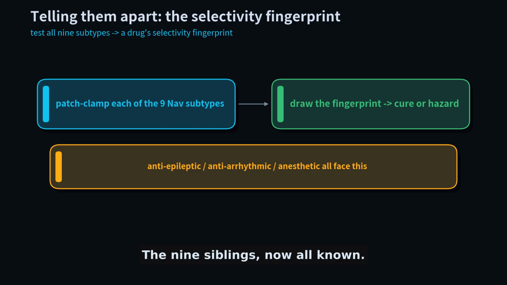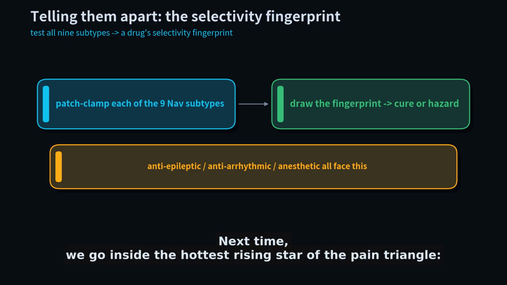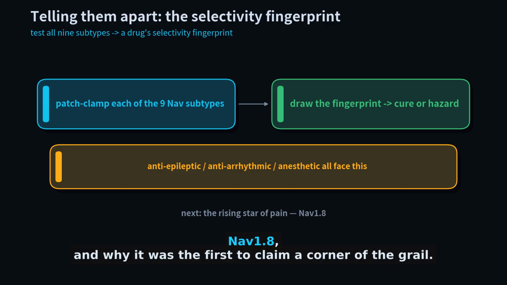Next time, we go inside the hottest rising star of the pain triangle, NaV 1.8, and why it was the first to claim a corner of the grail.